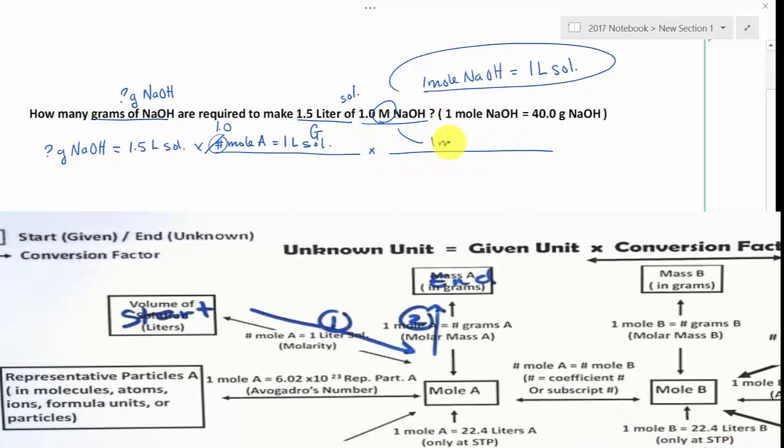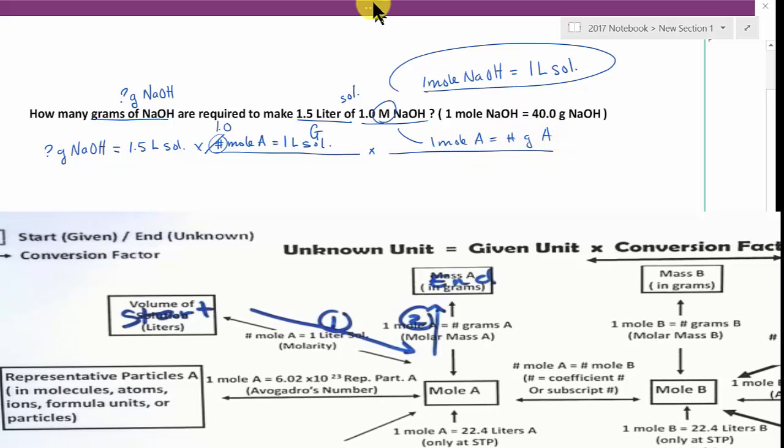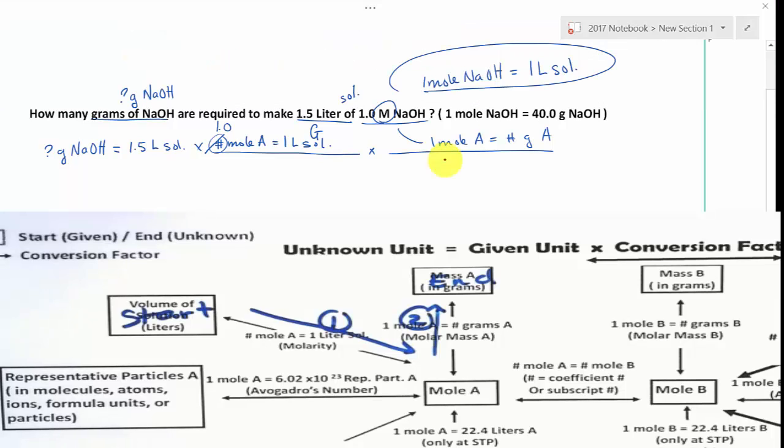We have 1 mole of A equal to the number of grams of A. So let's use a different color. How about that? Now let's rewrite this into multiplying a fraction. In this case, what about our number of grams A? Well, what is A in this case? This is your chemical, NaOH. And this is the same thing, NaOH, because we're not changing from one chemical to another chemical. And what's the number of grams? That's the molar mass, which is 40.0.